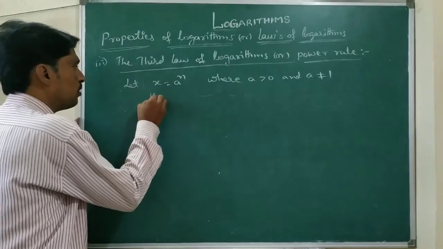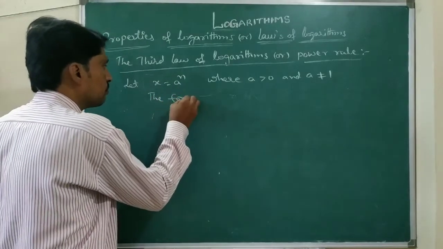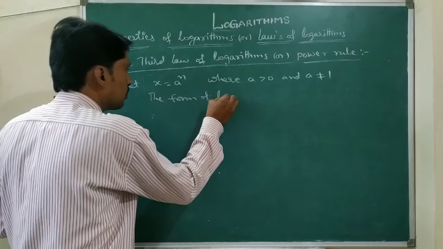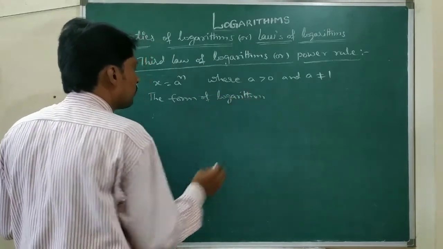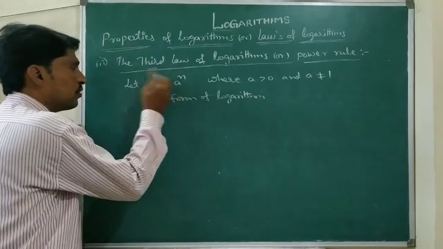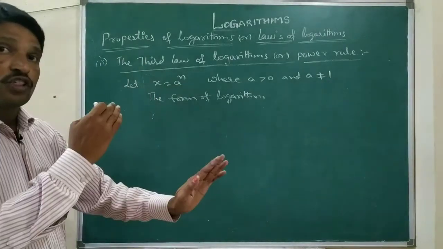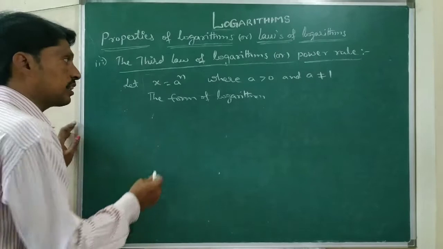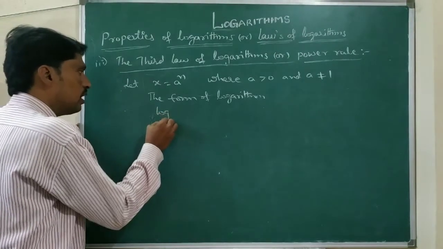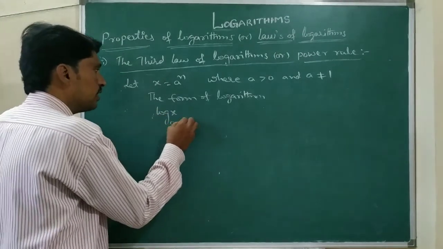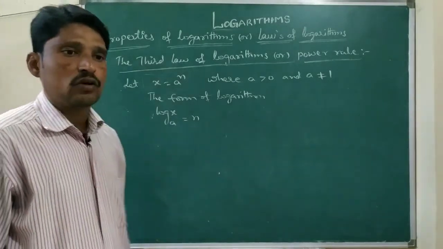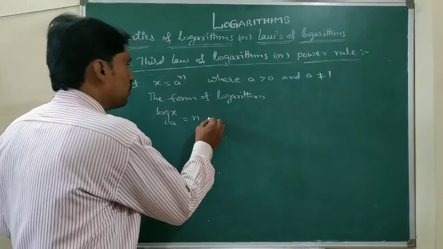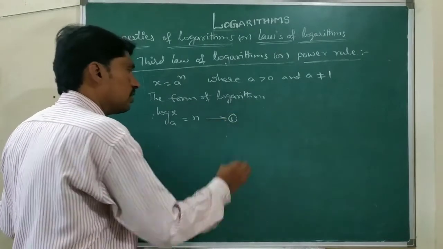Here you can take the form of logarithm. Here the base we are transposing, which means we can get the logarithmic form: log x to the base a equal to n. Now this is equation number 1.